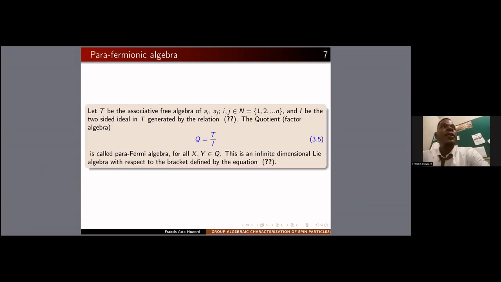So we look at what the parafermionic algebra would yield. We notice that given any associative free algebra, which is T, these associative free algebras are associated with the parafermions, that is, the creation and annihilation operators. From these algebras, we can also have a two-sided ideal, denoted by I. We can then form a quotient, as when we do Lie algebras, to have the tensor algebra T over the ideal I. This is done when we consider the universal enveloping algebra, and this is called the Para-Fermi algebra.